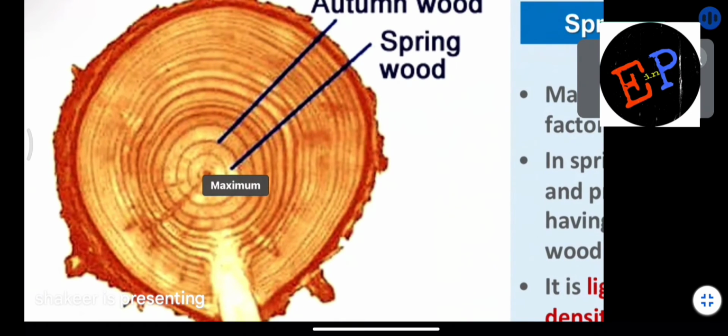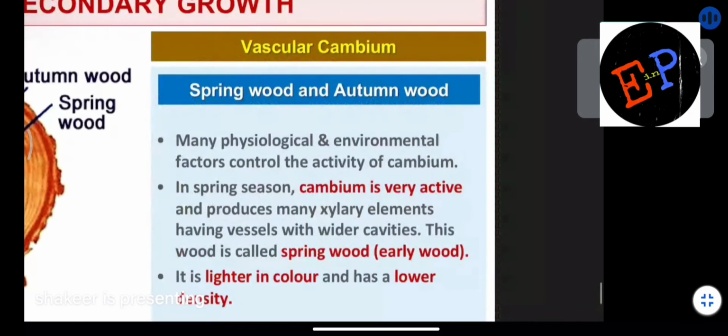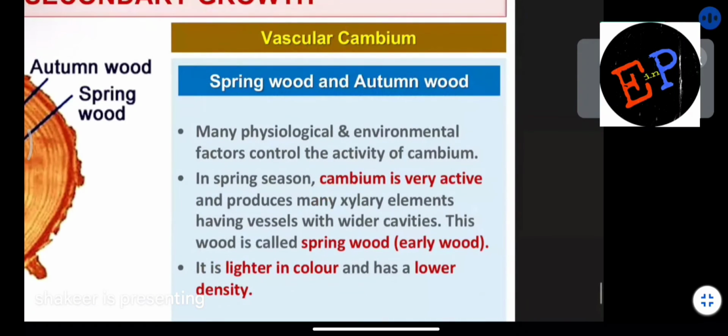But if you see these dark color rings, they are called autumn wood. Are you able to understand? So that is the difference. Now see, so many physiological and environmental factors control the activity of cambium. Clear? So it means the work of cambium is dependent on many factors. Physiological factors are also responsible. Environmental factors are also responsible.